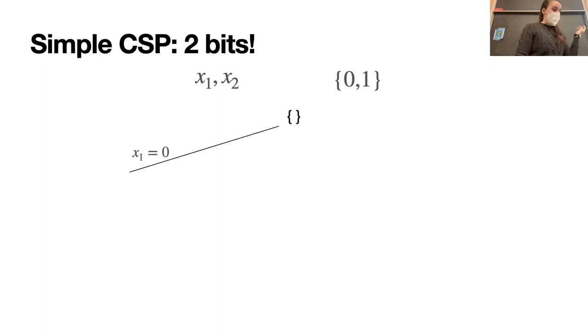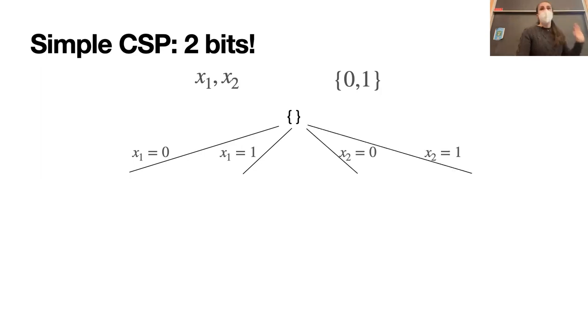Okay. So we have an assignment. We can set x1 to 0, or we can set x1 to 1, or we can set x2 to 0, or we can set x2 to 1. I know this is not how you guys were probably thinking about solving this problem, but again, we're doing it in the most naive way. Then we make these now equal to our set.